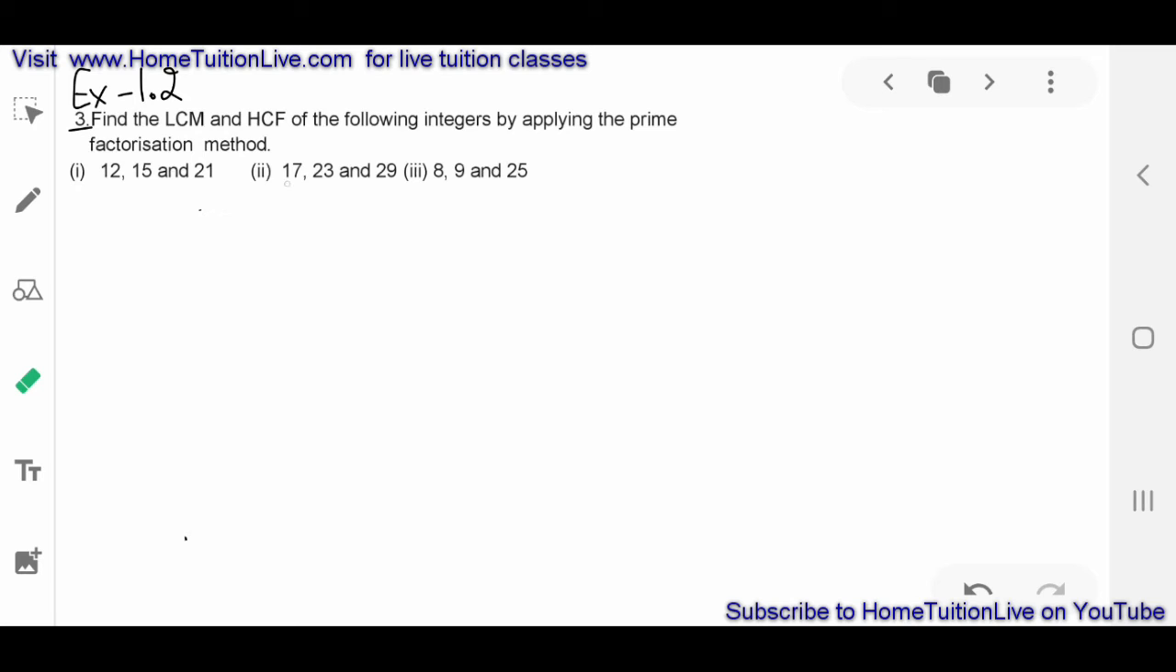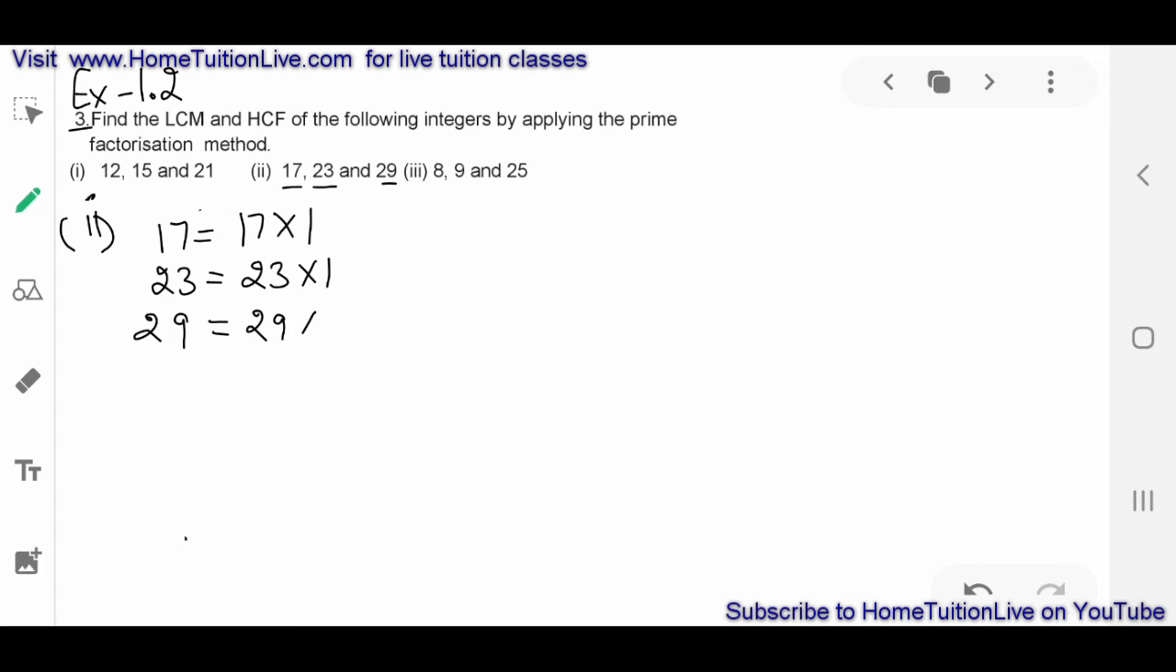Now we have to find the HCF and LCM of 17, 23 and 29. Factors of 17: it is a prime number, so its factors are itself and 1. 23 is also a prime number, factors are 23 and 1. 29 is also a prime number, so its factors are 29 and 1. Now the HCF of all these three numbers: the common number is only 1, so 1 is its HCF.